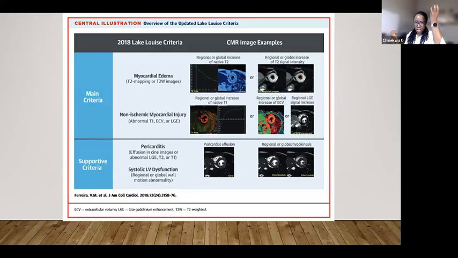So edema is all about T2 weighting, because if we go back to session 1, we did say that our T2 time was indicative of edema, right? So elevated T2 relaxation times or T2 maps that show global or regional increased intensity tell us there's myocardial edema. Then the next criterion that we want to check for is whether there is evidence of a non-ischemic pattern of myocardial injury.